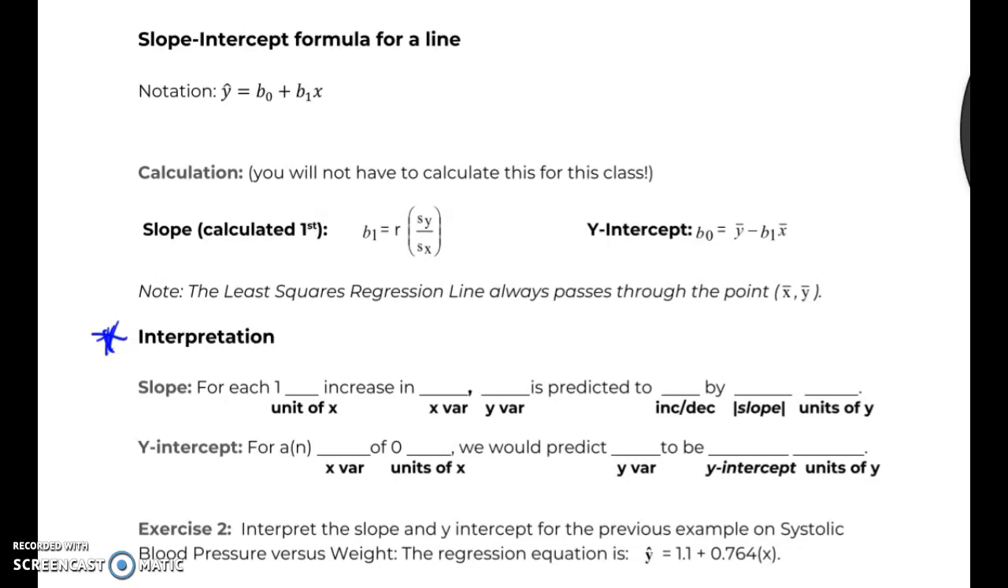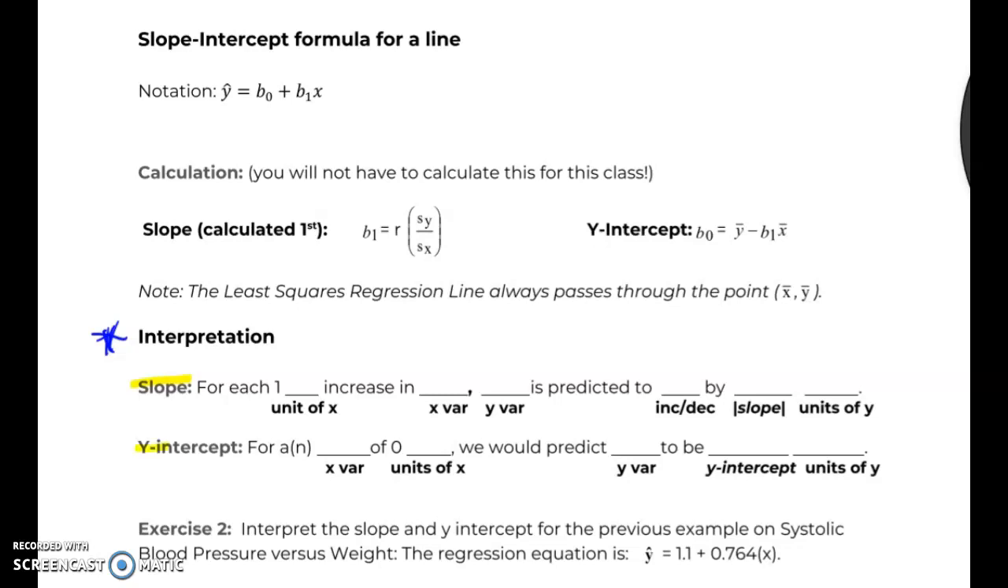This is very important. Looking at our slope, for every 1 unit increase in our x variable, the y variable is predicted to increase or decrease by whatever our slope is, and then the units of y. So if we're comparing the height with the foot length, we would say for every 1 inch increase in height, our foot length is predicted to increase by whatever our slope is, and then units; we don't usually have units for our shoe size.